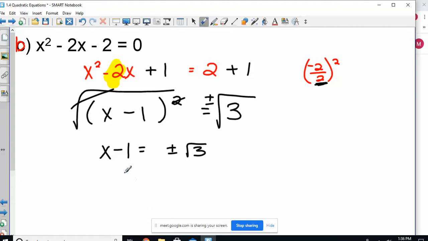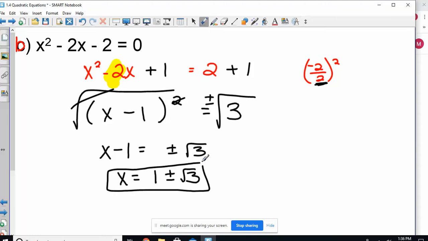Final step, to get x by itself, add your 1 over. They aren't like terms, so we just leave it as it is. If they were like terms, if it was 1 plus or minus 3, I do expect you to go ahead and simplify that and do 1 plus 3 and 1 minus 3 and get your 2 answers. Is that one okay?